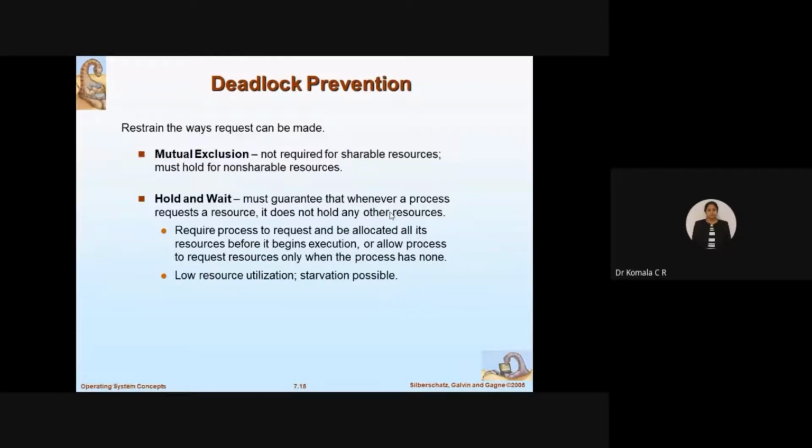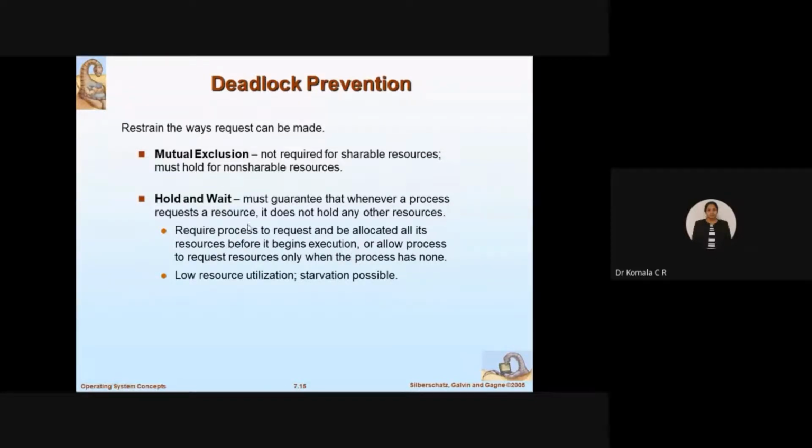You should maintain the system such that if any process is requesting a resource while holding some other resource, you make that process release the held resource, so that any other process requesting that particular resource can complete its job. That is how you try to prevent the deadlock.